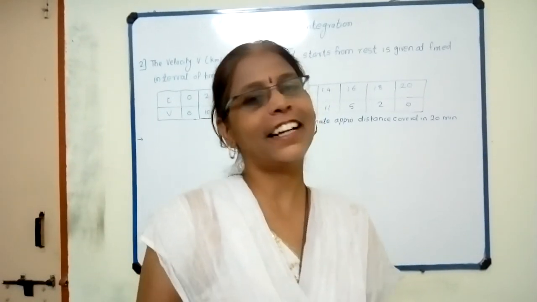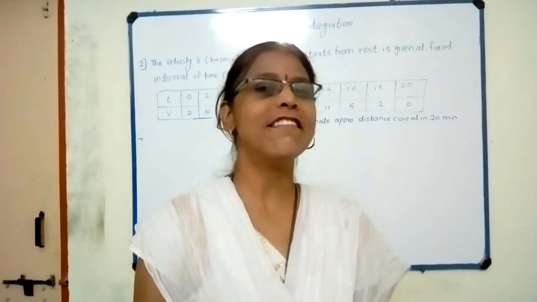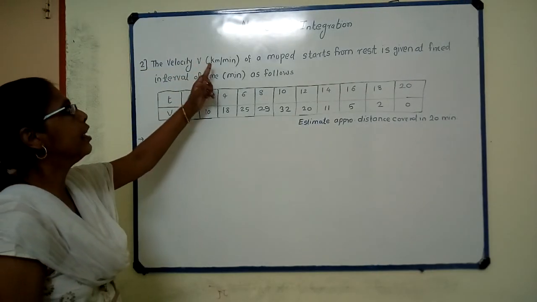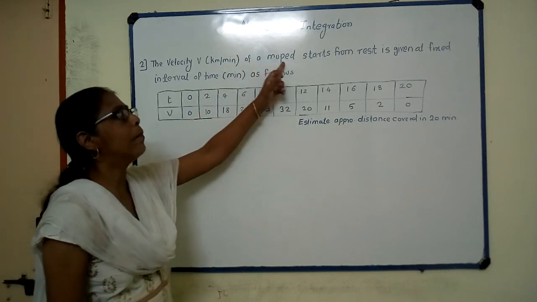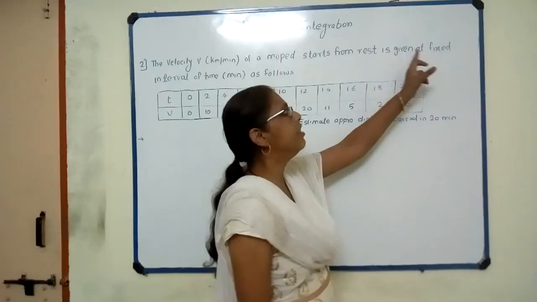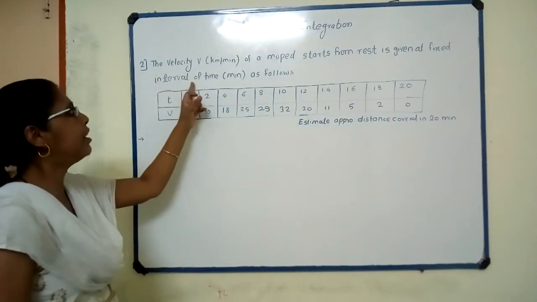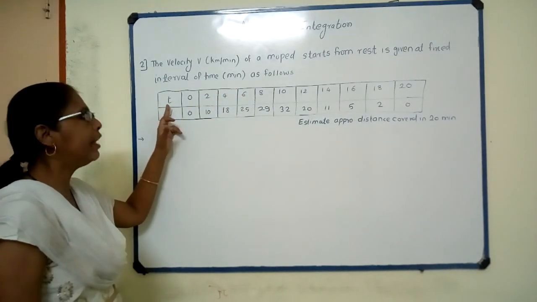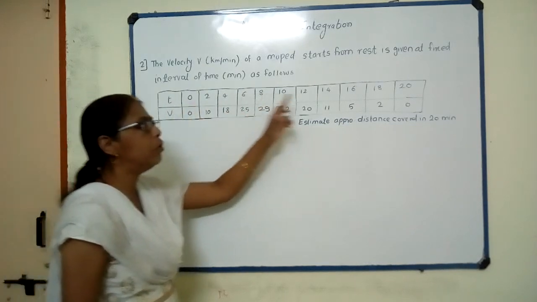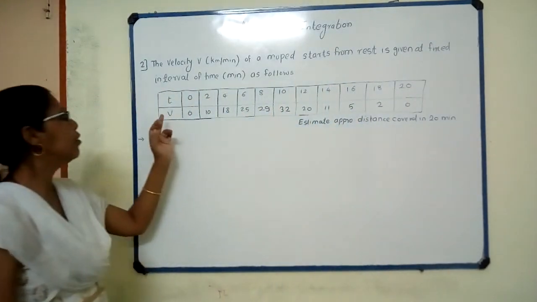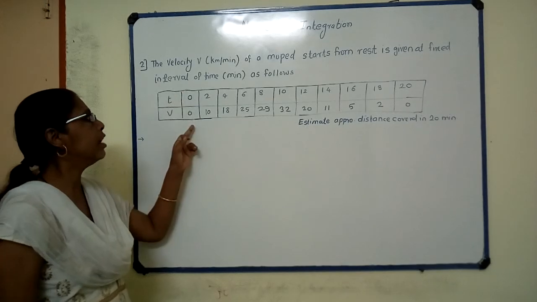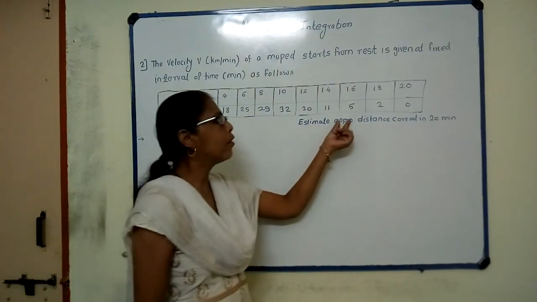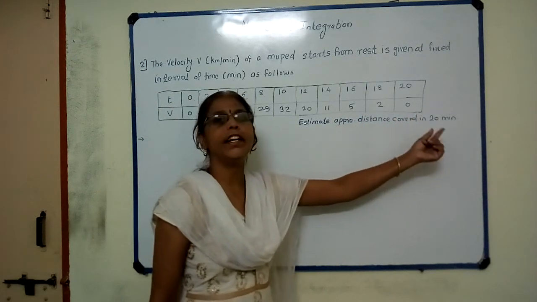Now let us see the second example of Simpson's 1/3 rule. Here the question is: the velocity v in kilometer per minute of a moped starting from rest is given at fixed intervals of time in minutes as follows. Values of t are given from 0 to 20, and the corresponding values of v are given. Estimate the approximate distance covered in 20 minutes.